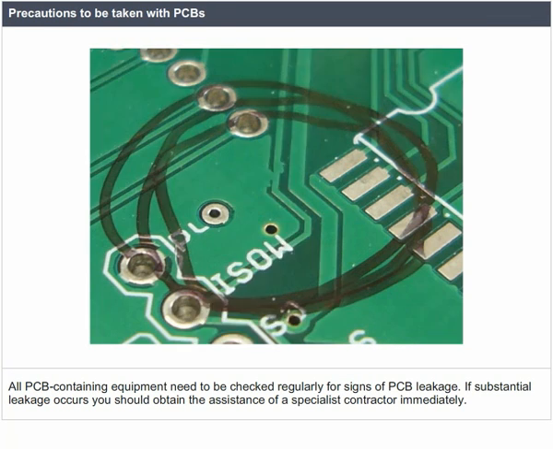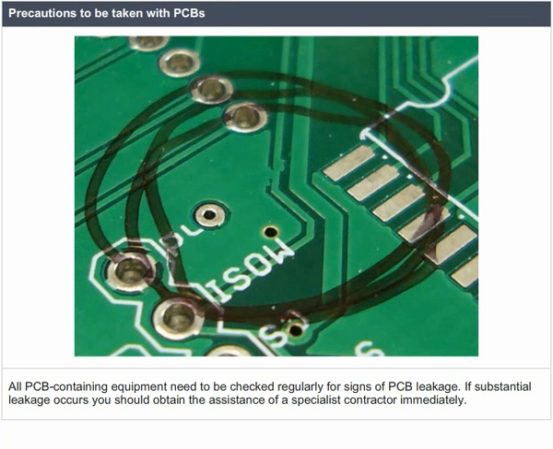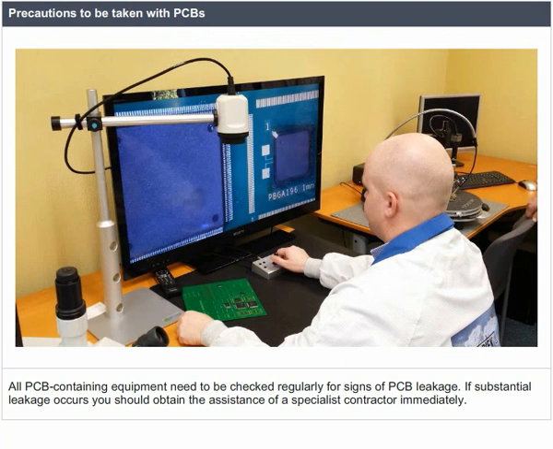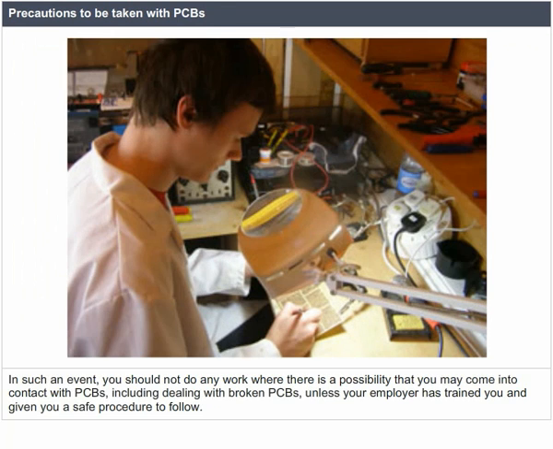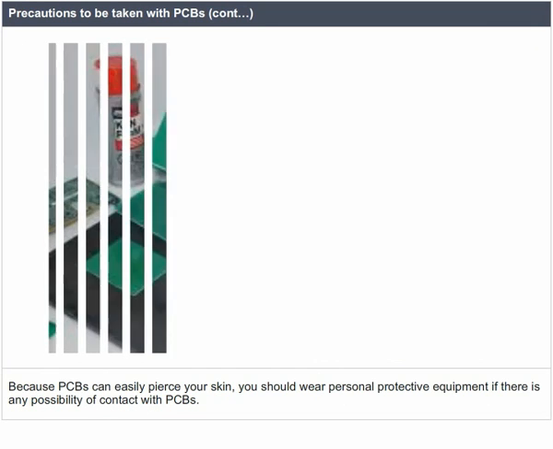Precautions to be taken with PCBs. All PCB-containing equipment need to be checked regularly for signs of PCB leakage. If substantial leakage occurs, you should obtain the assistance of a specialist contractor immediately. In such an event, you should not do any work when there is a possibility that you may come into contact with PCBs, including dealing with broken PCBs, unless your employer has trained you and given you a safe procedure to follow.